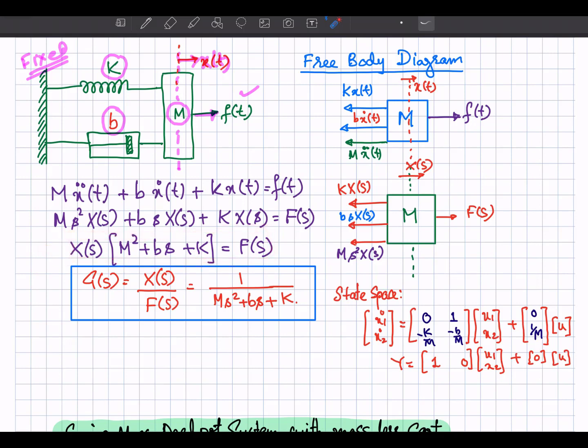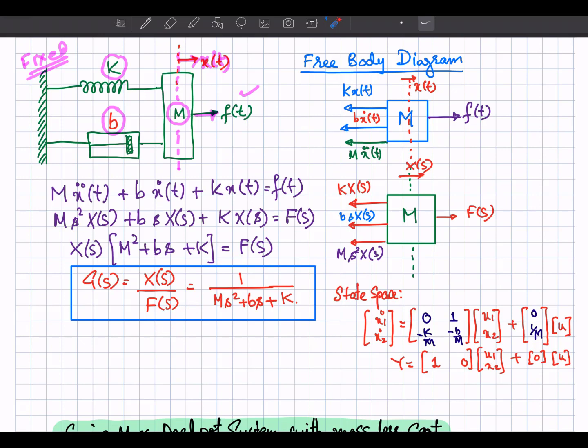Now what is the transfer function? Transfer function is the ratio of the Laplace transform of the output with the Laplace transform of the input. So x of s is the output over here and the input is this force. So x of s over f of s is the transfer function g of s, and that is obtained by rearranging this equation, and that is equal to 1 by ms square plus bs plus k. So this is the transfer function for this system.